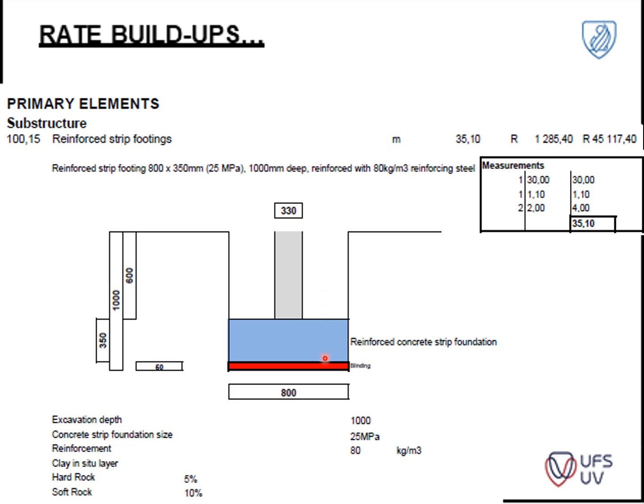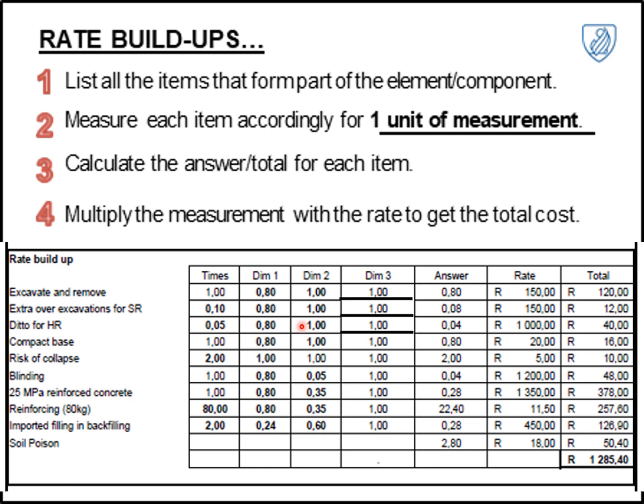So the main thing is to be able to retrieve that information so that you can then use that or convert that into the relevant unit. Okay, so this is just the measurements. This is just the front end or the end of your estimate or measurement, basically. But to get your rate, we have to look at the following. So list all the items that form part of the element or component.